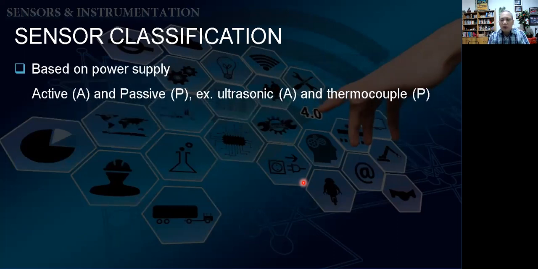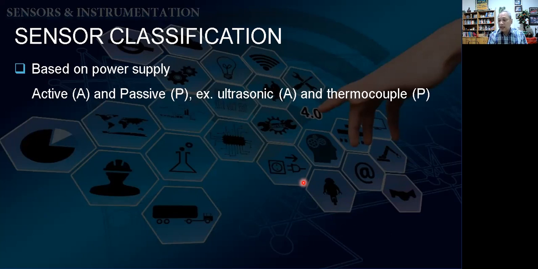Sometimes we call it based on power supply: active and passive. Active, like ultrasonic, means that it keeps sending a signal, and when there are changes in the receiver, it transmits and then receives. For example, if ultrasonic wants to know the distance of an object, it keeps sending a signal. When something passes before the transmitter, the signal is reflected back, and then it can measure. It can sense that there is some object in the way.